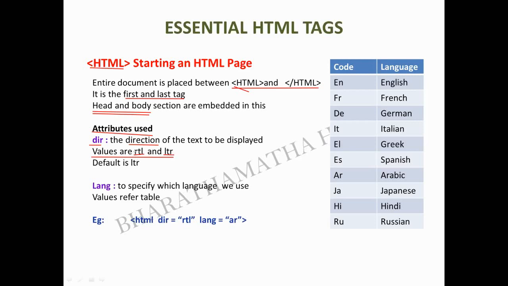RTL means right to left. LTR means left to right. One simple example: when you are writing in your notebook, in which direction are you writing? From the left side of the margin you start writing. Your margin is on your left hand side, yes or no? So you start from the left and move towards the right side. That is the meaning of LTR.